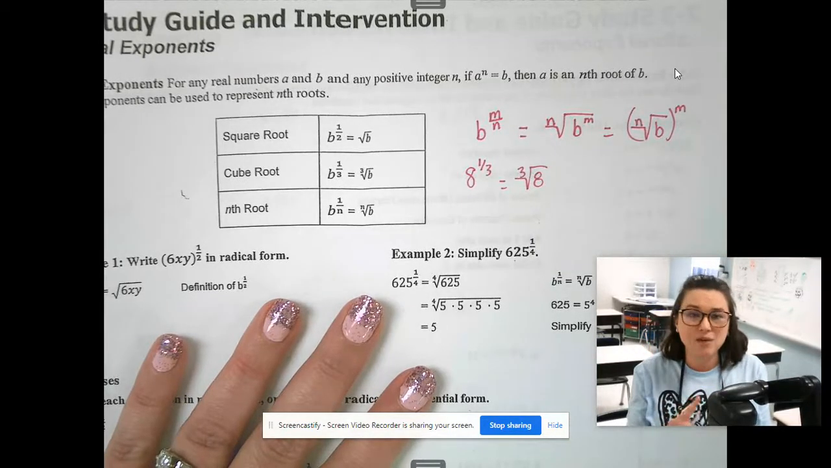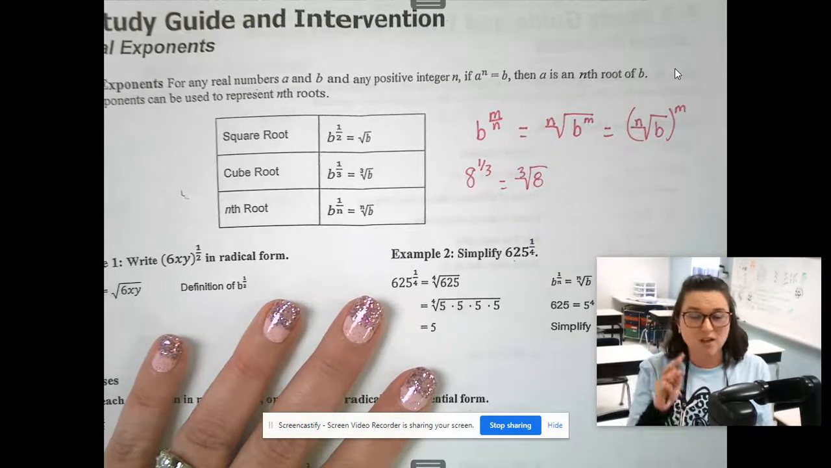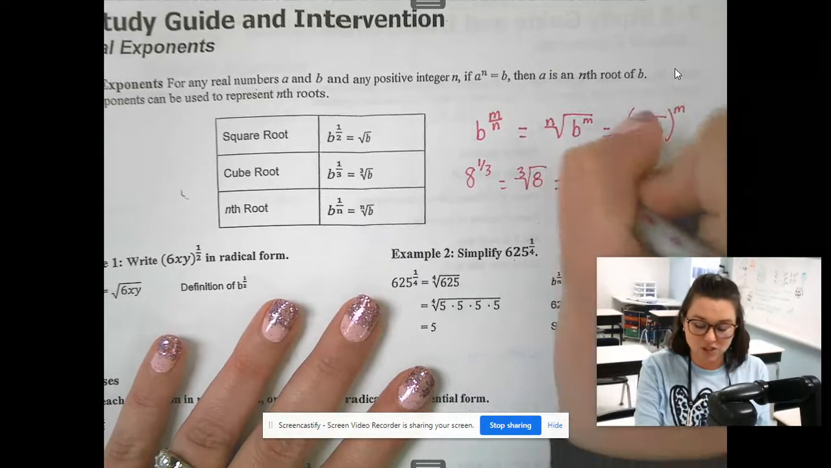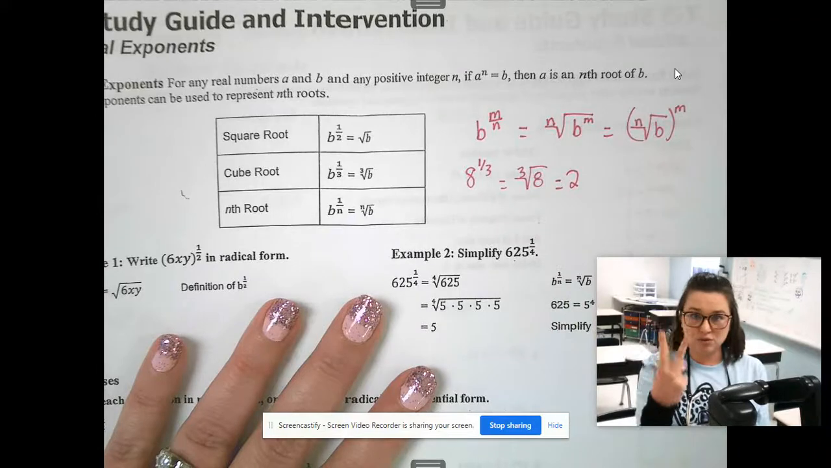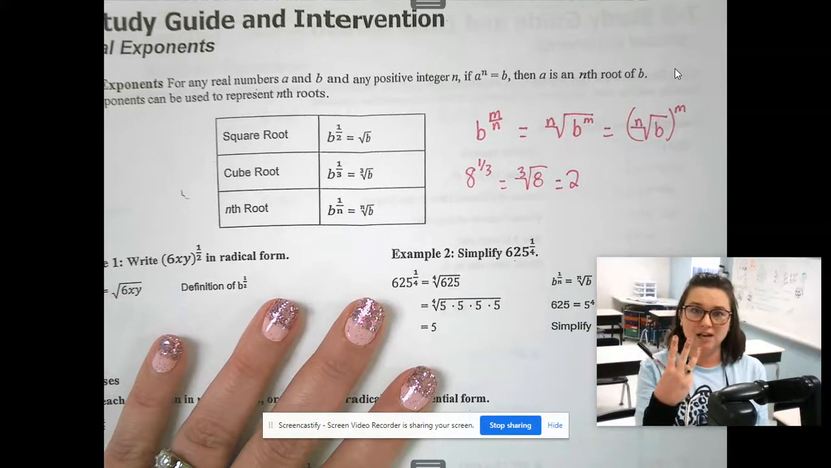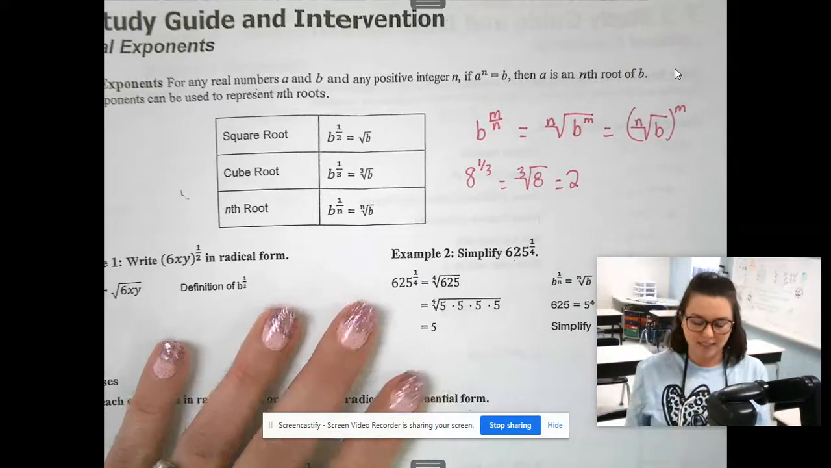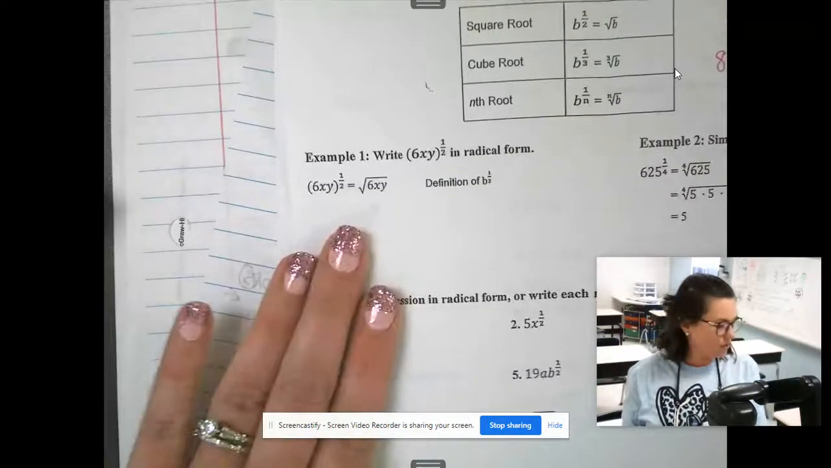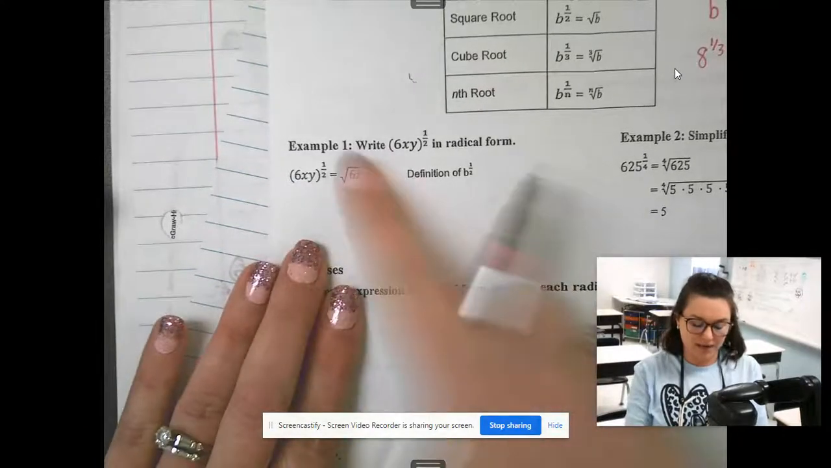It does not mean what number times 3. What number times itself 3 times. And so this is actually 2, because 2 times 2 is 4 and 4 times 2 is 8. So when I multiply 2 by itself 3 times, 2 times 2 times 2, I get 8. And so for the first part, we are just walking through how do I rewrite this.